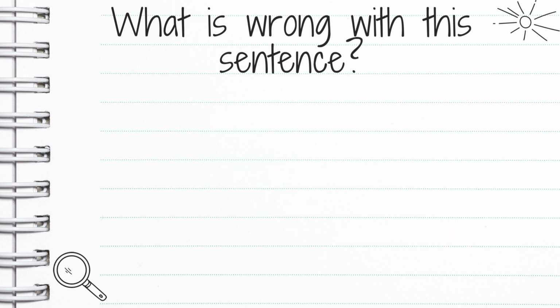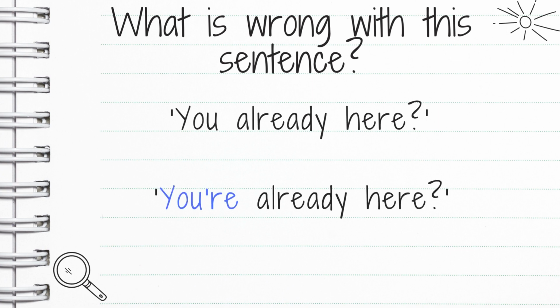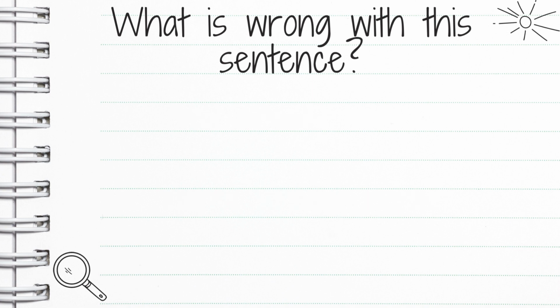Let's have a look at this sentence. You already here? How can we make that sound better? You're already here? That sounds better, doesn't it? And you're, if you've watched my video on you're and your, this you're is the contraction of you are. So you are already here. That's what the person's asking.